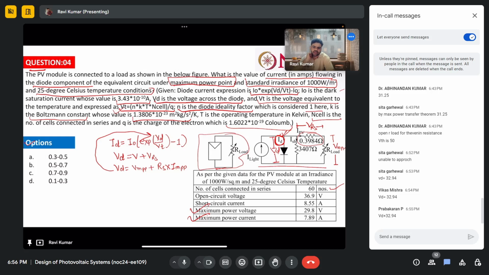In VT, VD is already calculated. In VT, N is 1, the value for K is given. T is 25, which converts into Kelvin as 298. Then N cell is already given as 60. Q is 1.6 times 10 to the power minus 19 coulomb, that is given. And K is also given, that is the Boltzmann constant. You do it, I'll tell you a short formula as well.